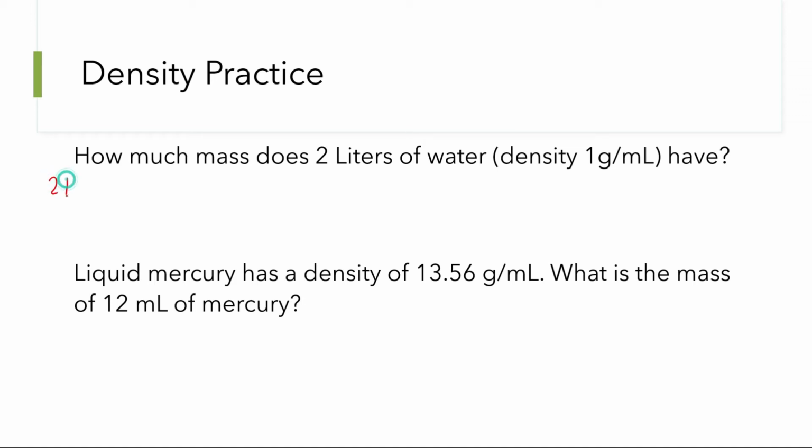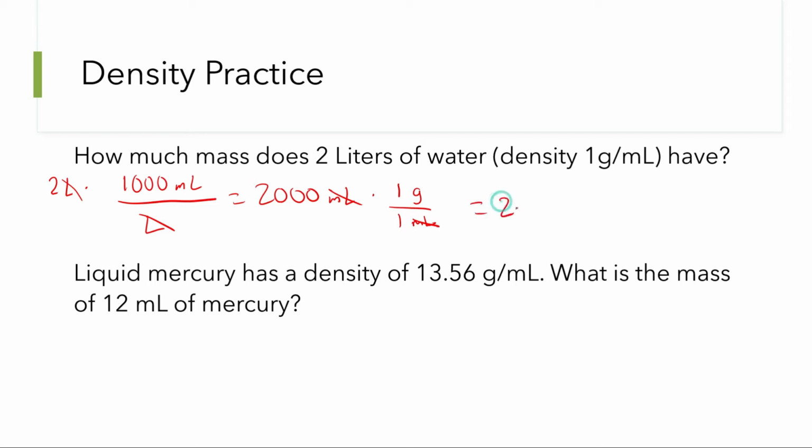So we have 2 liters times 1,000 milliliters per liter. Liters cancel, equals 2,000 milliliters. Then we can multiply that by the density, which is 1 gram per 1 milliliter. These will cancel out, and we just get 2,000 grams, or 2 kilograms.